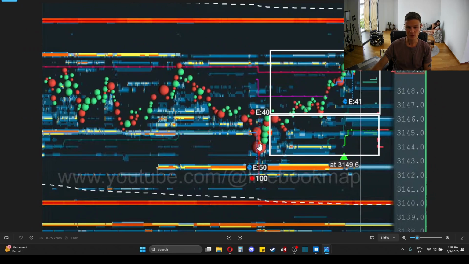A lot of sellers enter here. You have a decent sized red dot here, and then a huge red dot here that pushes down. Fails because there's a hidden limit order here. We never hit that limit order. This one was lower, never got hit. There were probably some hidden limit orders here, which you call an iceberg.